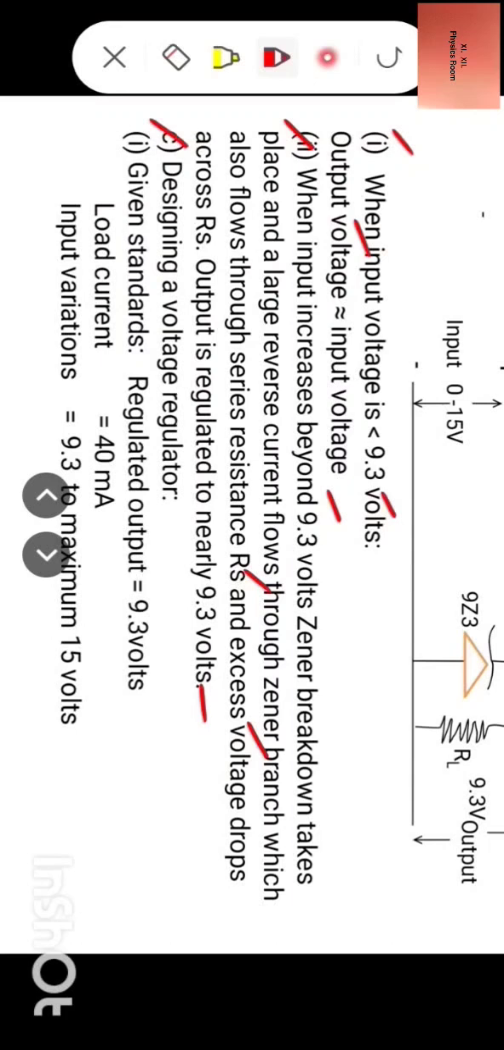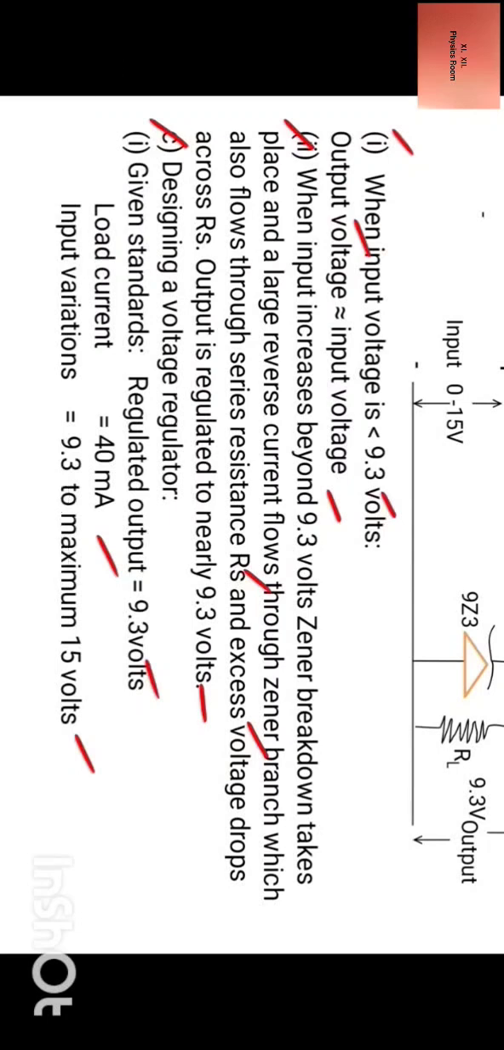Now C part, designing a voltage regulator. Given standards for designing are regulated output 9.3 volts, load current 40 milliampere, input variations from 9.3 volt to maximum 15 volts. Now let us see how we can design this type of regulator with these standards.